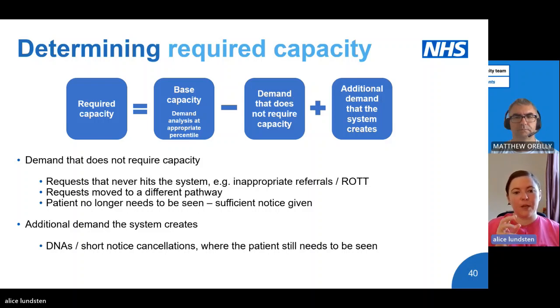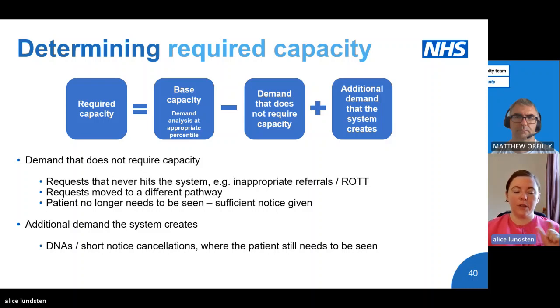Once we've got that base capacity, we then take out demand that does not require capacity. We mentioned this at the start. And demand that doesn't require capacity could be for a number of reasons. It could be an inappropriate referral, so actually they never needed to be there. It could be a duplicate referral, so you've got the same person twice. It could be that they've moved on to a different pathway. It could be that they were moved off the pathway because they've moved house and they're no longer in the area. There's a whole range of reasons why someone might get added initially as potential demand, but actually they get removed before they need any capacity.